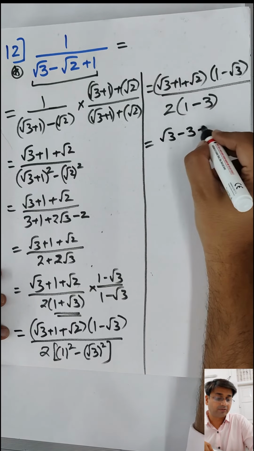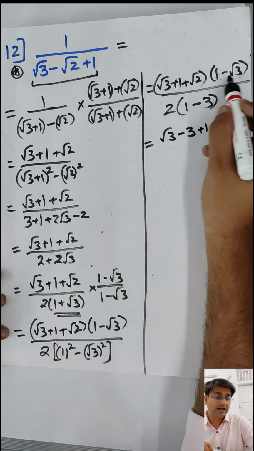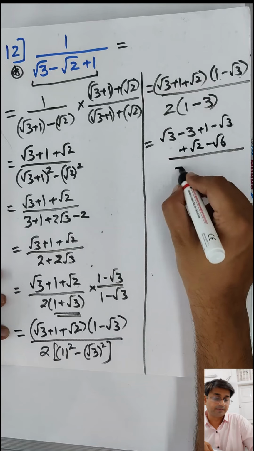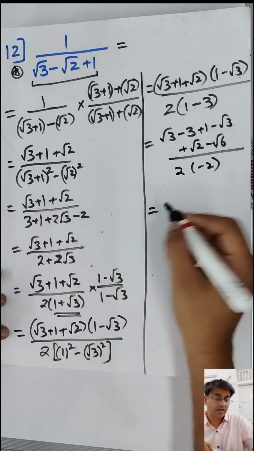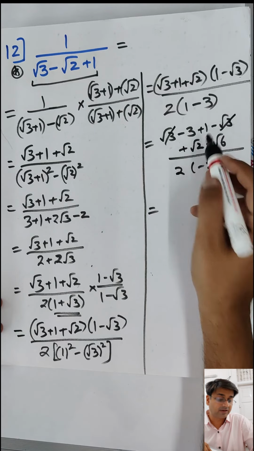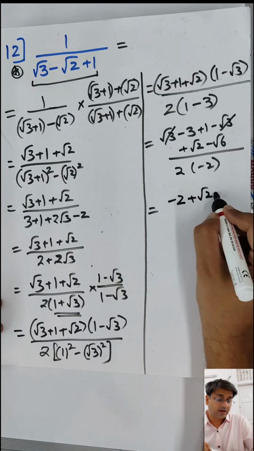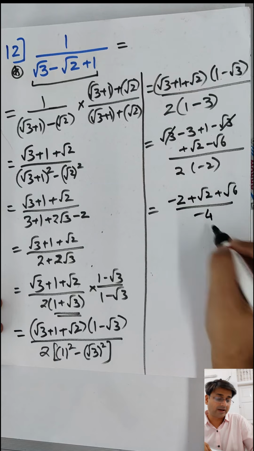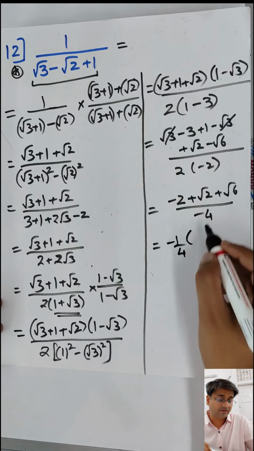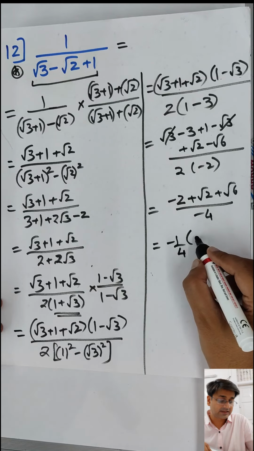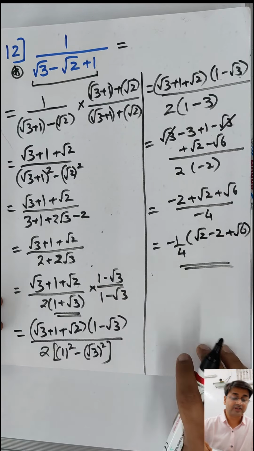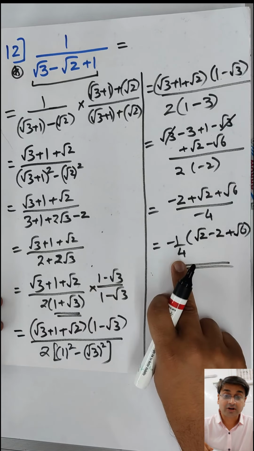Now 1 multiplied with both, so 1 minus root 3, and then root 2 multiplied with both, so plus root 2 minus root 6 upon 2 into minus 2. So now here what is happening? Root 3 gets cancelled. 3 minus 3 plus 1, so minus 2, plus root 2 plus root 6 upon minus 4. Better way of presenting, remove this out, so minus 1 by 4, and write this nicely, that is root 2 minus 2 plus root 6, and leave the sum like that, because you got rid of the root.